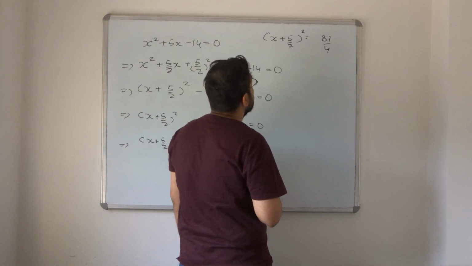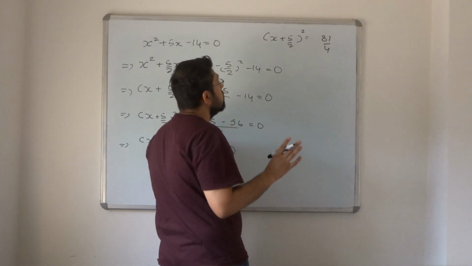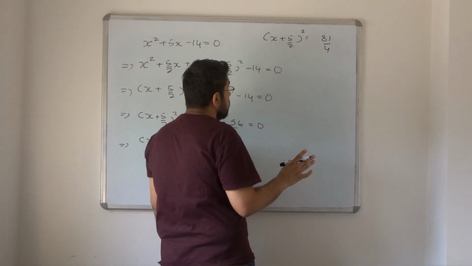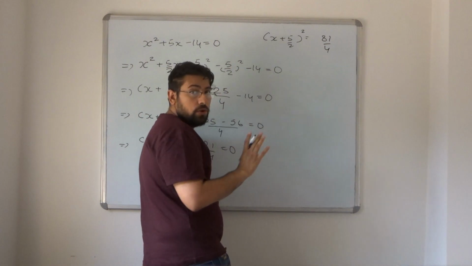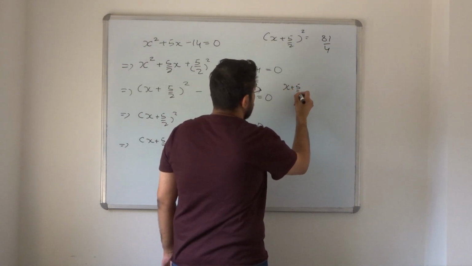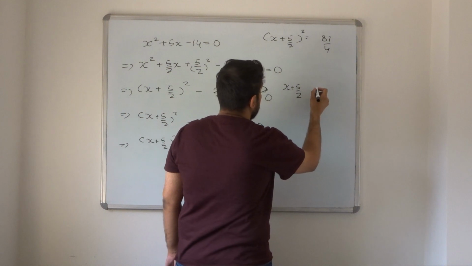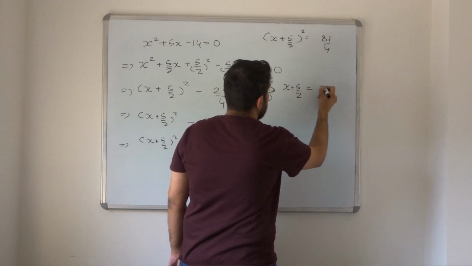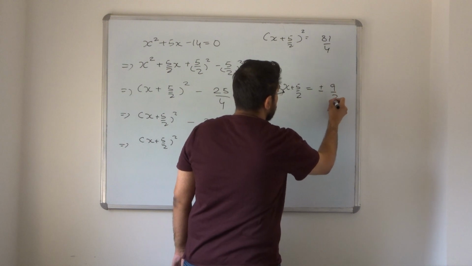Now we have to cancel the square. To cancel the square, we take the square root on both sides, and what do we get? We get x plus 5 upon 2, which equals plus minus 9 upon 2.